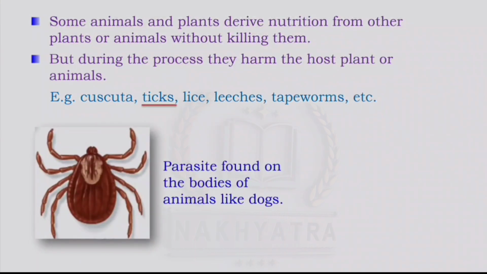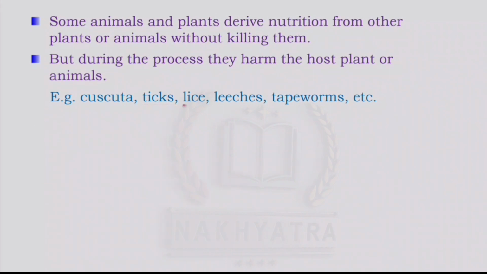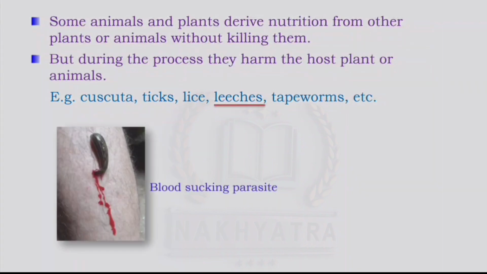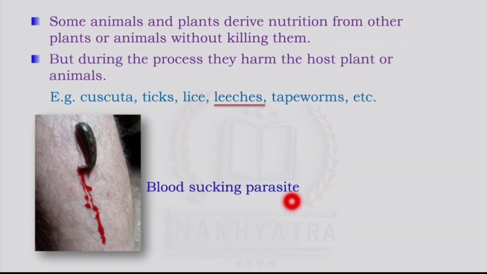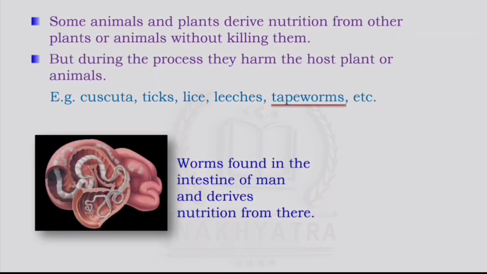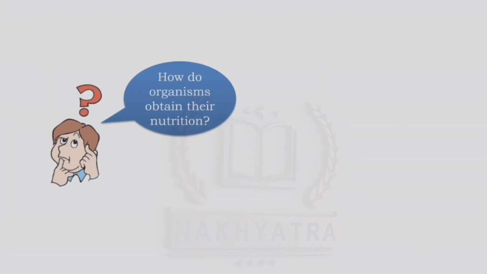Then ticks. Ticks are also parasites found on the bodies of animals like dogs. Next is lice. They are also parasites found in the hair of animals as well as in human beings. Then leeches, which are blood-sucking parasites. Then tapeworms, the worms found in the intestine of man, which derive nutrition from there. Clear everyone?